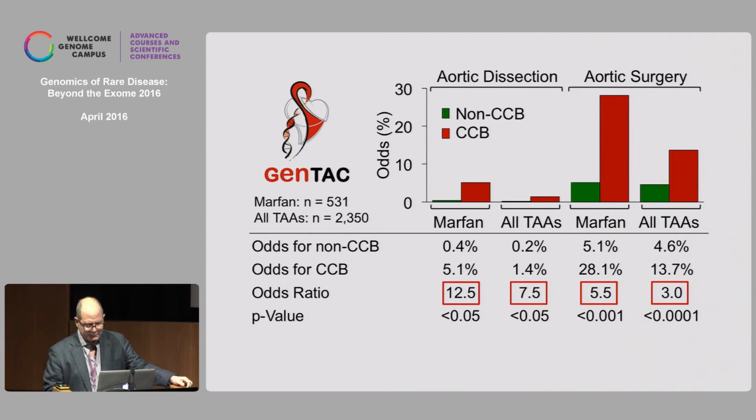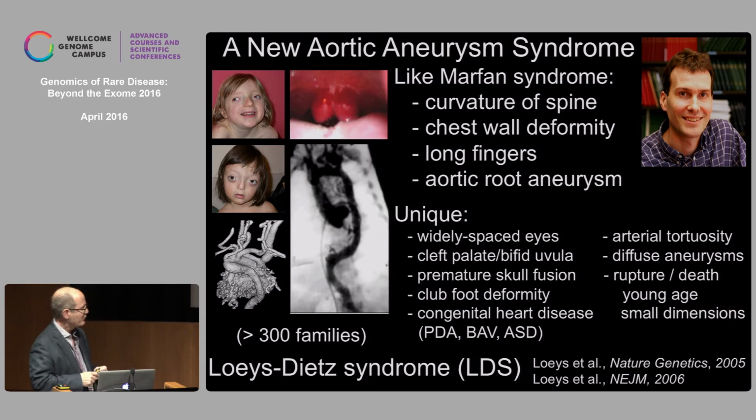So in the year about 2005 or so, my dear friend and colleague Bart Loeys and I recognized and described a new aortic aneurysm syndrome that had many features in common with Marfan syndrome, a light curvature of the spine, chest wall deformity, long fingers, and aortic root aneurysm, but also many unique features such as hypertelorism, cleft palate or bifid uvula, craniosynostosis, club foot deformity, and certain forms of congenital heart disease.